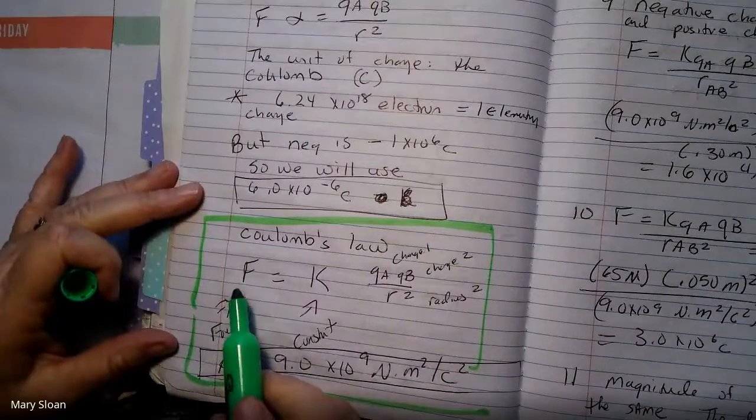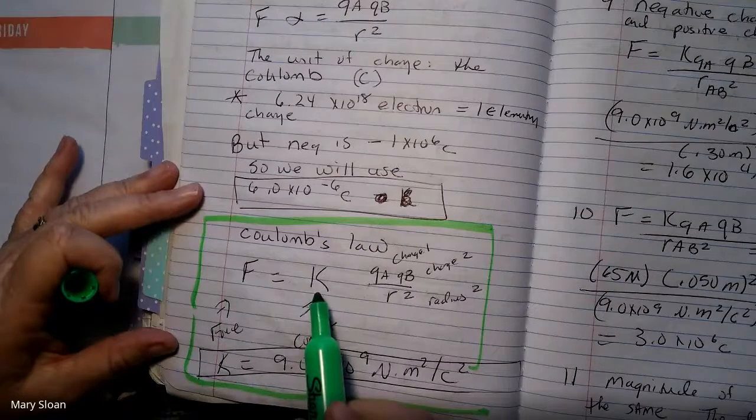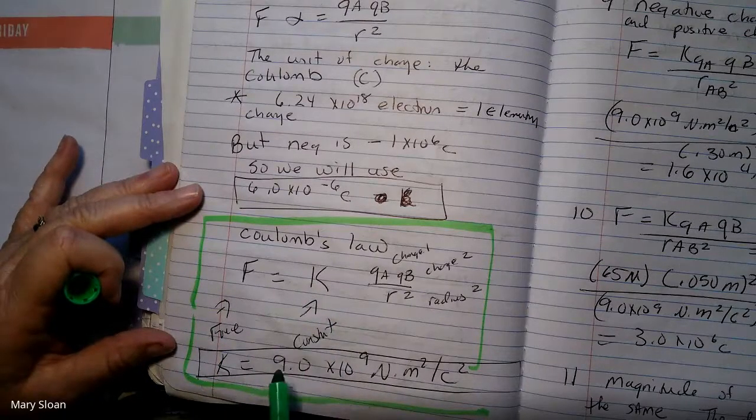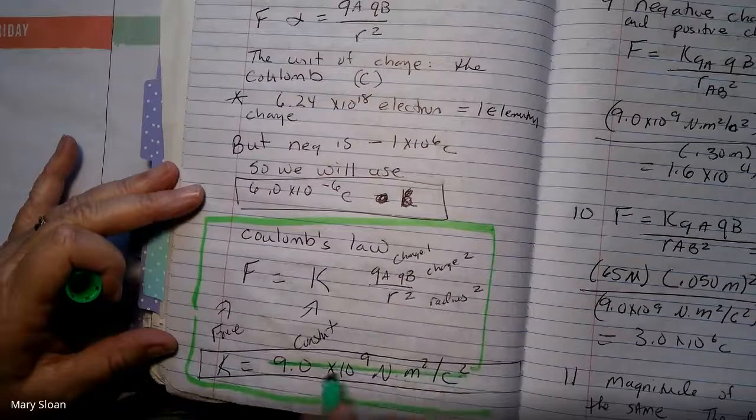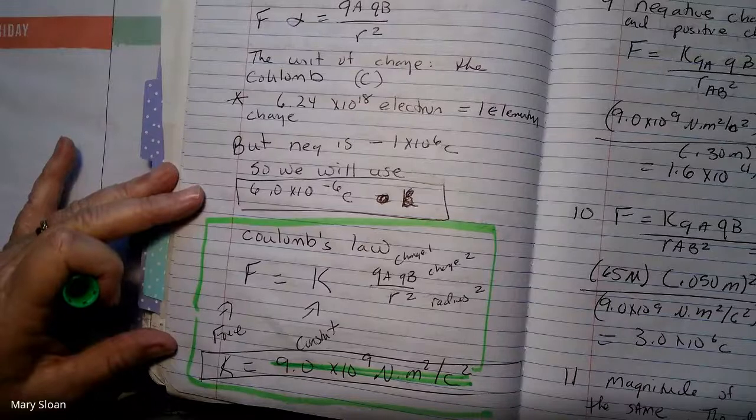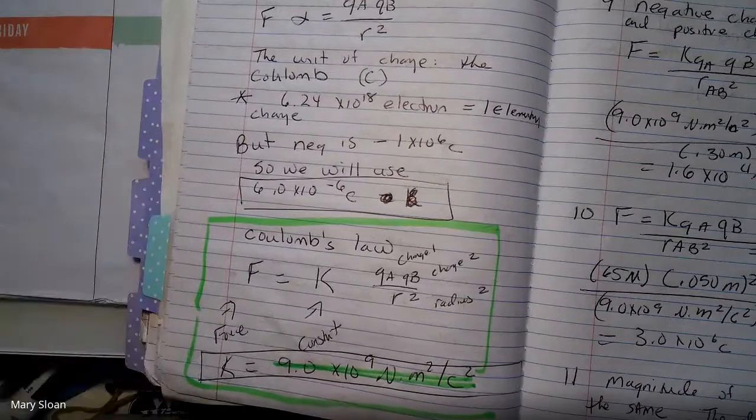We're looking for force equals the K constant. From now on in this section, you're going to use 9.0 times 10 to the 9th newton meters squared divided by coulombs squared. That is the important one that you're going to use.